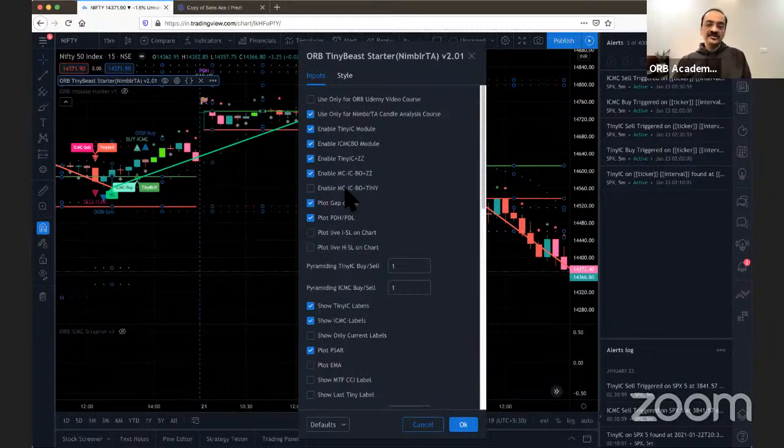And then of course you can change them, if you want to combine the tiny IC, or if you don't want to combine them. In fact, you can combine the tiny ICs with the MC ICs together also. So only certain breakouts will happen where all these conditions get fulfilled together.